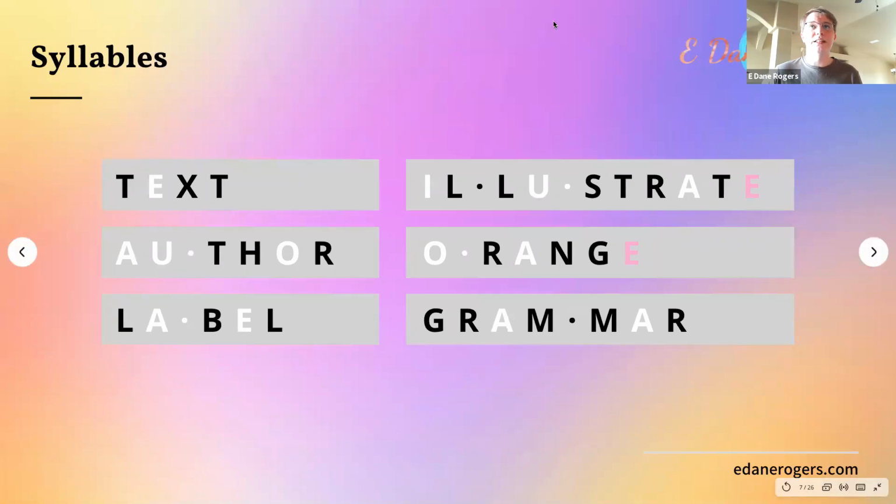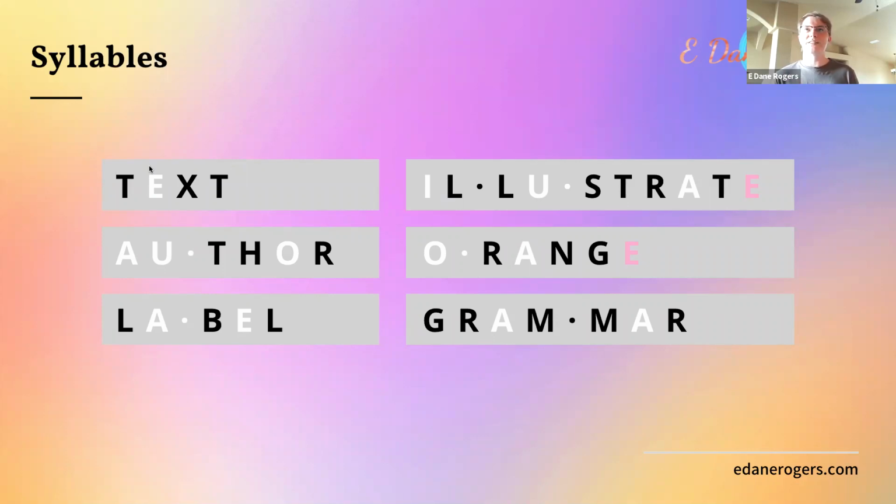So we're going to start with these six words here. We've got text, author, label, illustrate, orange, and grammar. And we're going to just observe a few things about how they syllabify. So starting with text, we can see it's all based around this vowel, this E. We've got a consonant before and then two consonants after. This XT forms a single consonant pair. So it still functions as a CVC here, but with two consonants.